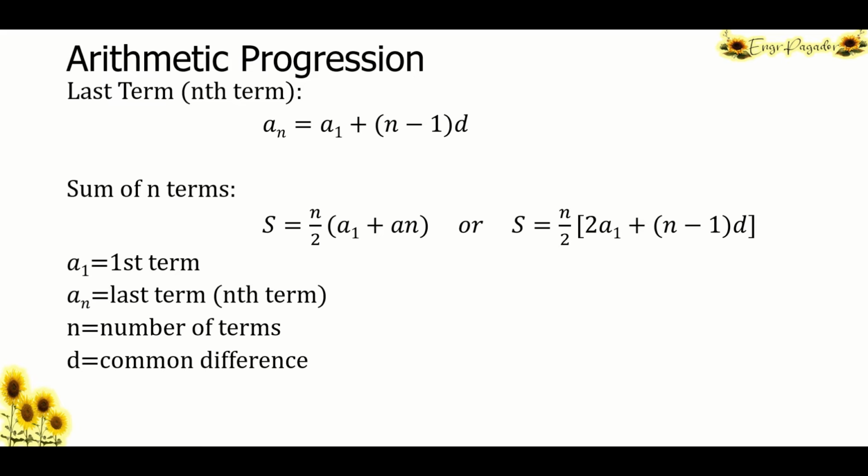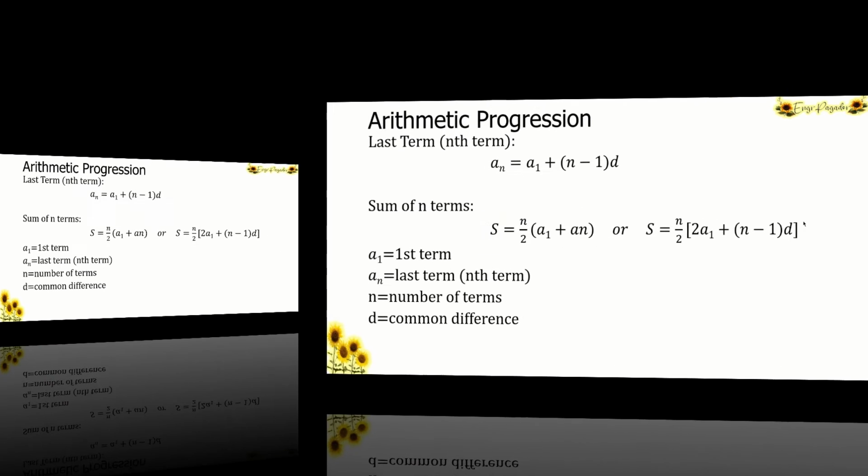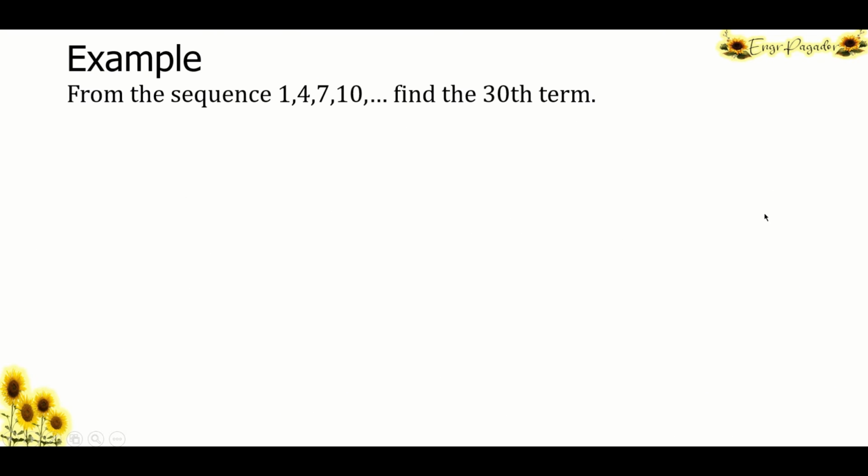Now for your a sub 1, that is the first term. For a sub n, that is the last term or the nth term. For n, that is equal to the number of terms, and d is the common difference. Yung common difference is yung sinasabi ko kanina na difference between any two consecutive terms. Okay? So these are the formulas that we are going to know or familiarize with in computing or solving arithmetic progression problems. Now let's have an example.